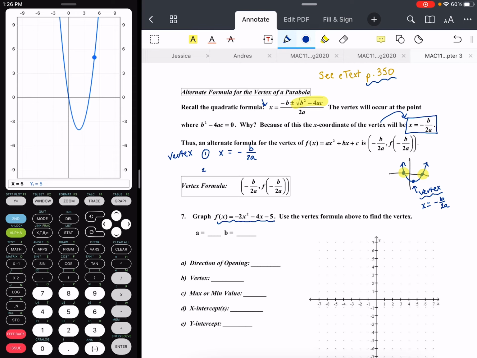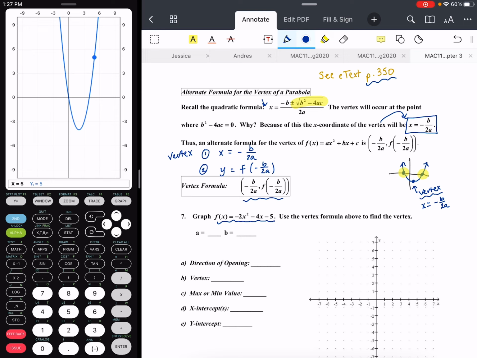Second step, to find your y value for your vertex, you can plug in whatever that x value is. So that's going to be f of whatever negative b over 2a is. Okay, so that's what this ordered pair is. I know it looks really scary, but when you find negative b over 2a, maybe it'll be like 3. And then for your y value, you're just finding f of 3.